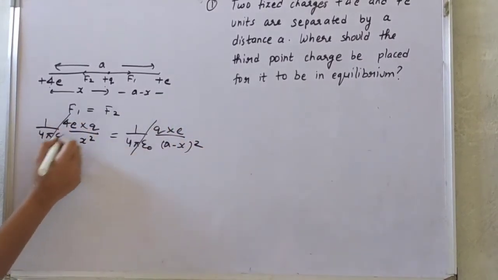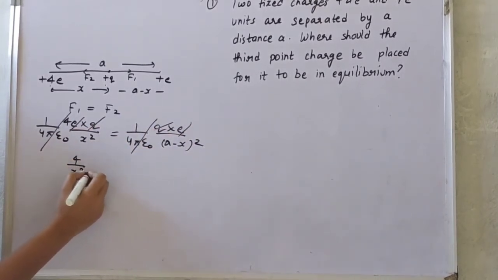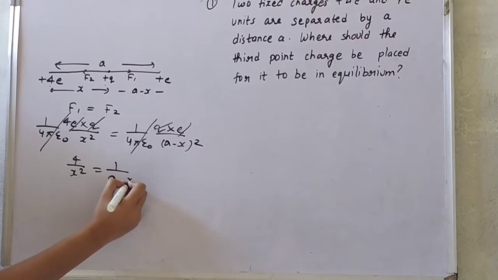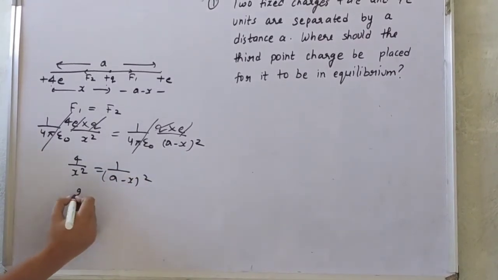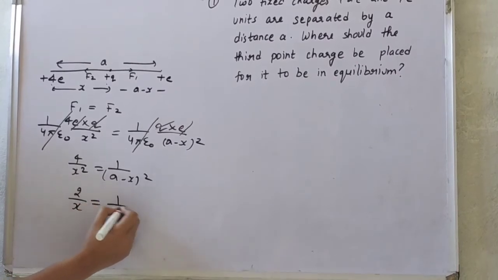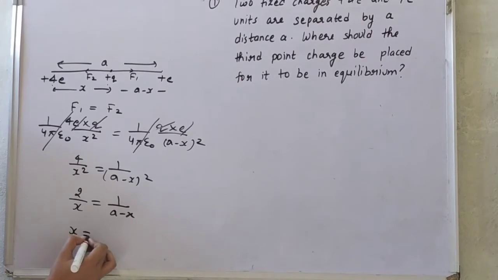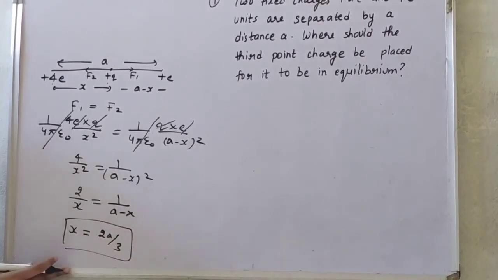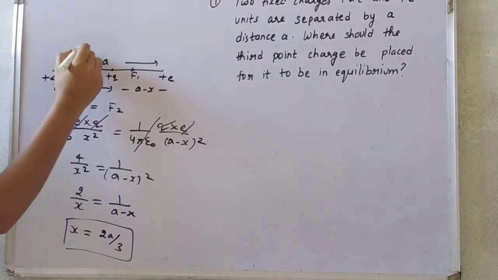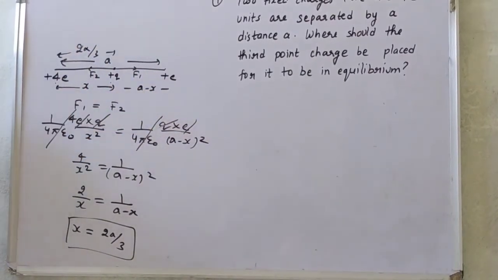When you solve it, e by e gets cancelled, q by q, 4 upon x square, this one is left. Okay, we will take the square root on both sides, then it will be equal to 2 upon x is equal to 1 upon a minus x. When you solve this equation, you will get x is equal to 2a upon 3. It means if you keep q at 2a upon 3 distance, then this system will be in equilibrium.